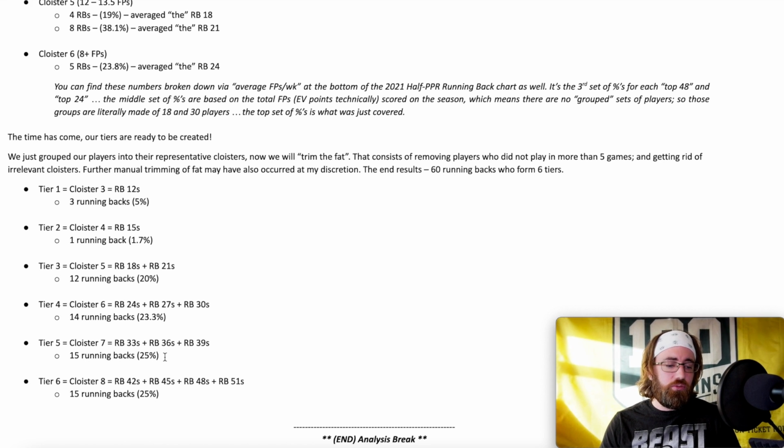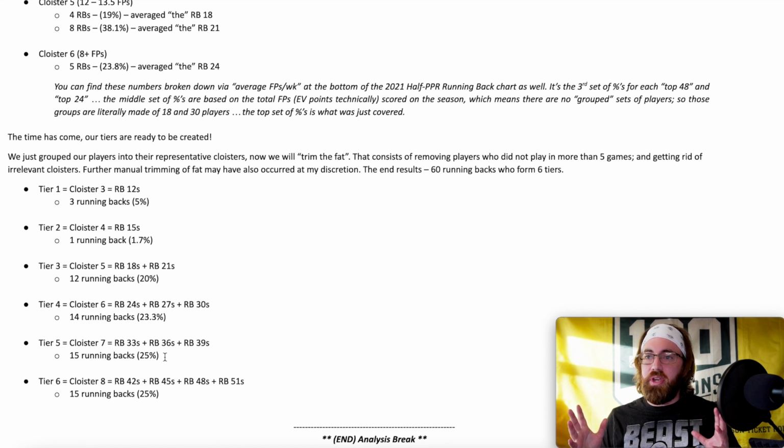As far as RB3s, flexes, there's another 15 there, so now you're into an excess of 9 players covering all the bases for your running back needs.